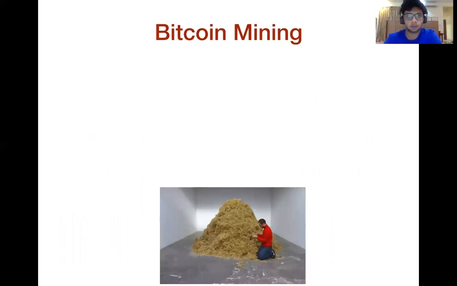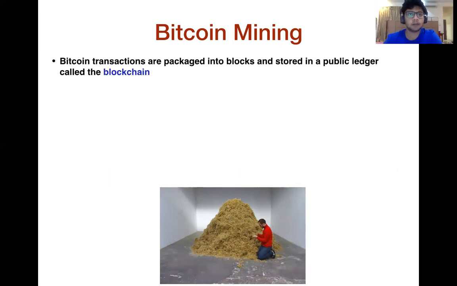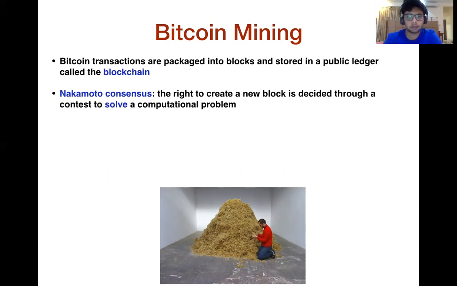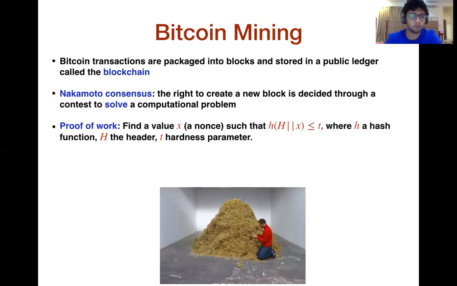So here is a one slide summary of Bitcoin mining that is relevant to us. Bitcoin is a decentralized currency where the transactions are packaged into blocks and stored in a public ledger called the blockchain. People who create these new blocks are called miners, and the right to create a new block is given to that miner who wins a particular contest to solve a computational problem, which is called the proof of work. So it works as follows.